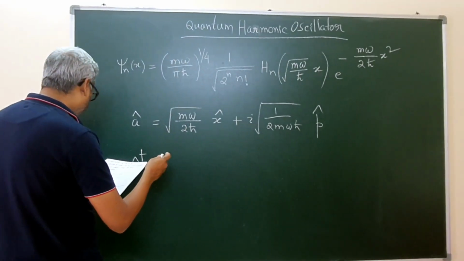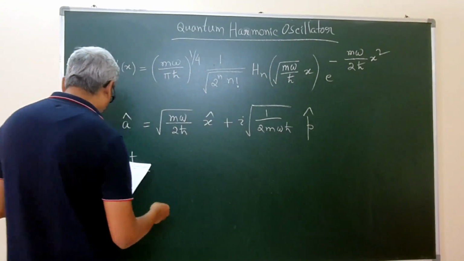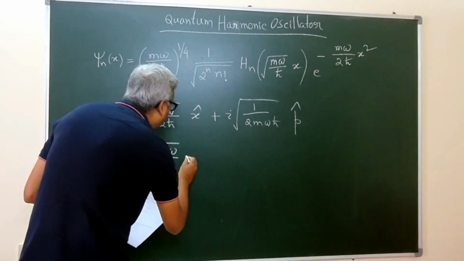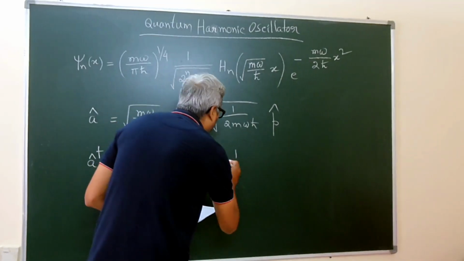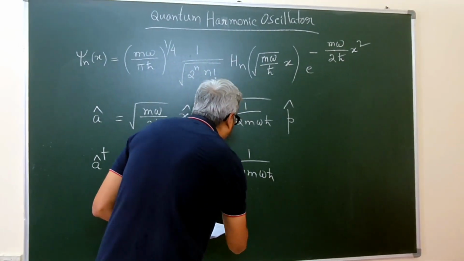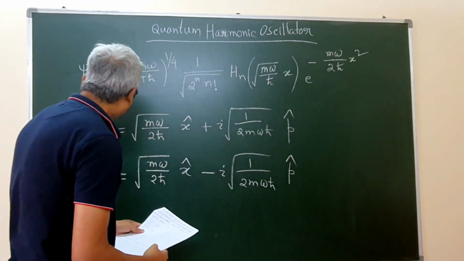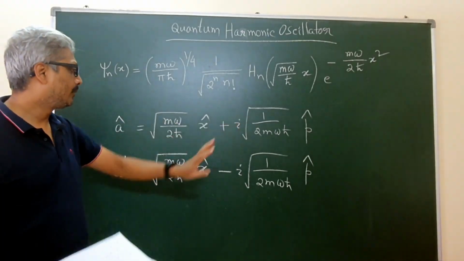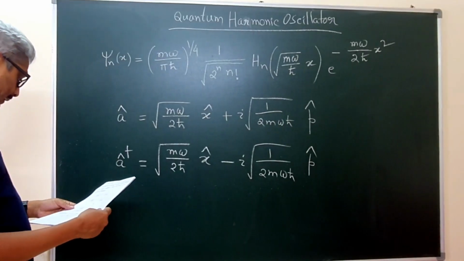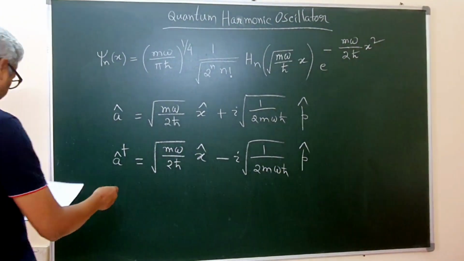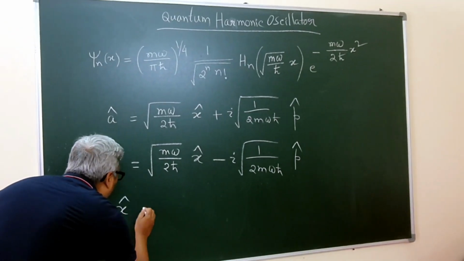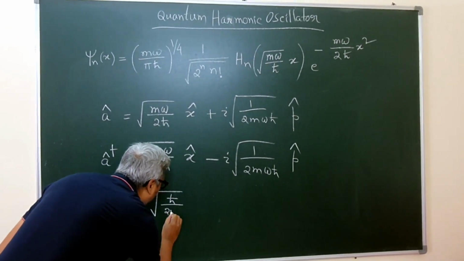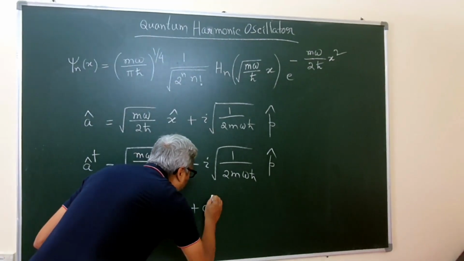So a dagger can also be constructed using the position and momentum in this way: square root of m omega by 2 h bar times x, minus i times square root of 1 by 2 m omega h bar times p. These are called creation and annihilation operators, and we can invert the equations to get the position and momentum operators in terms of a and a dagger. If we invert, then x, the position operator, will be square root of h bar by 2 m omega multiplied by a plus a dagger.